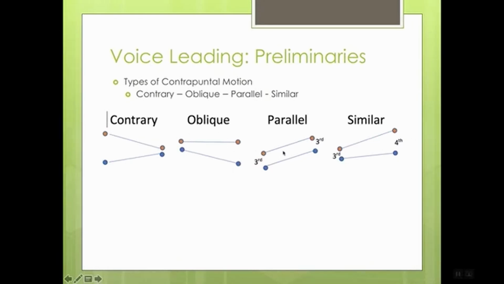Parallel and similar are similar to one another, but parallel means the interval here between alto and tenor is going to be the same as the interval here. It's a third. It might be a major third and a minor third, or minor third and major third. That doesn't matter, but they're parallel because it's the same generic interval, thirds. Similar motion, they might still be moving upward, but the alto is moving up more than the tenor.